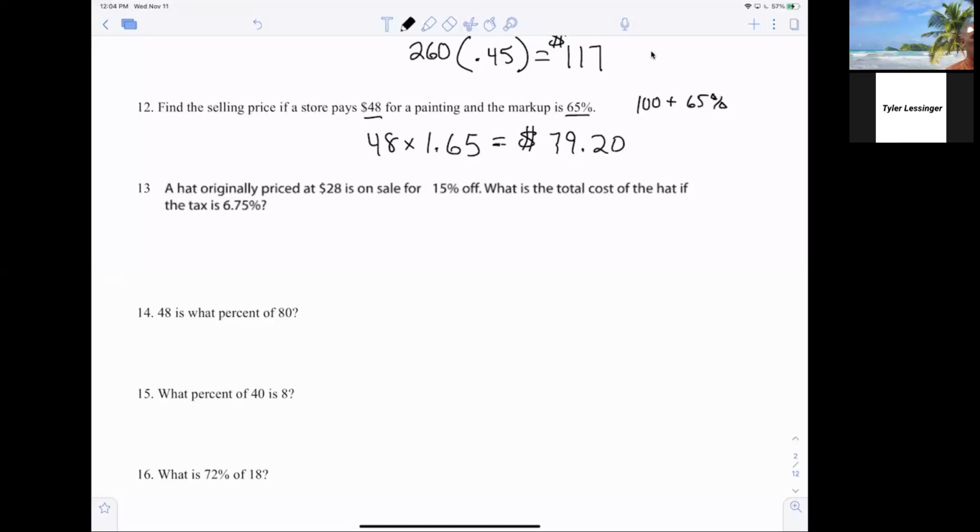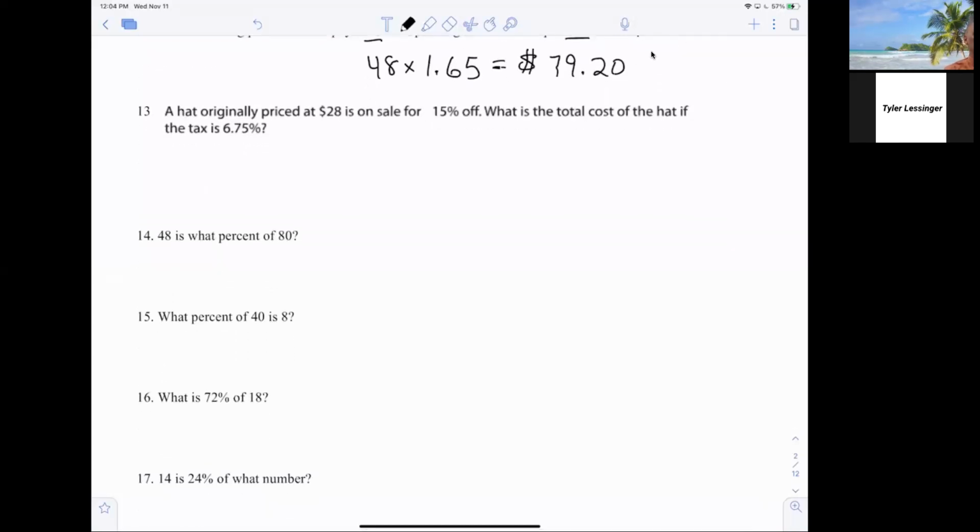All right, a hat originally was $28. It's on sale 15% off. Uh-oh. Now we have to do the discount and then we have to do the tax. So my process is 28 times, if I get a 15% discount, how much do I pay? 0.85. So somebody tell me what 28 times 0.85 is. $23.80. Now that's my sale price, but now I need to add in the tax. So now I have to multiply that by what?